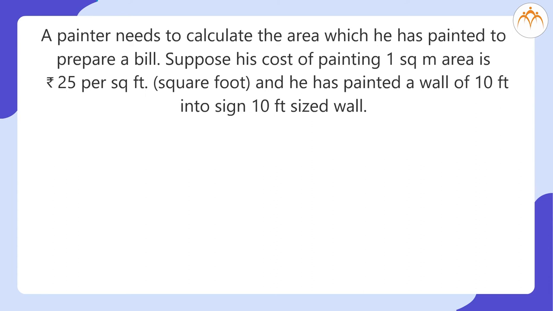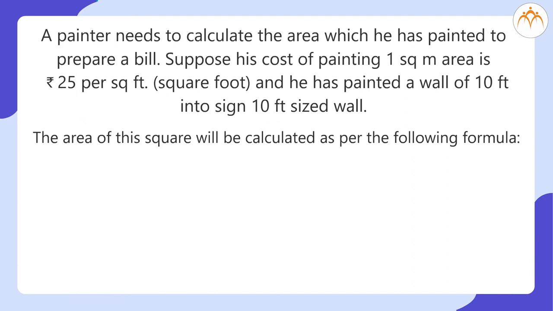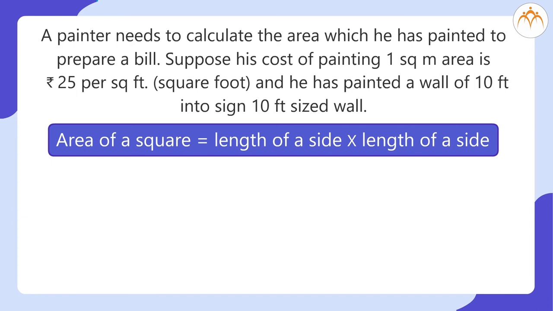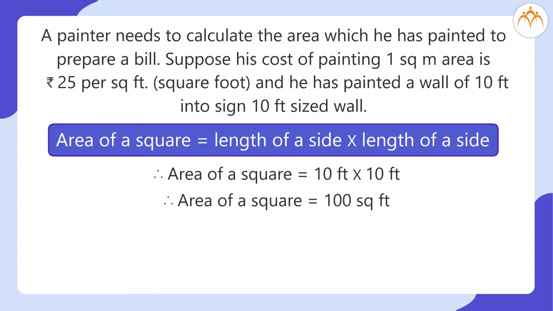A painter needs to calculate the area which he has painted to prepare a bill. Suppose his cost of painting is 25 rupees per square foot and he has painted a wall of 10 feet multiplied by 10 feet size. The area of the square will be calculated as per the following formula. Area of a square is equal to length of a side multiplied by length of a side. Therefore, area of a square is equal to 10 feet multiplied by 10 feet. So, area of a square is 100 square feet.